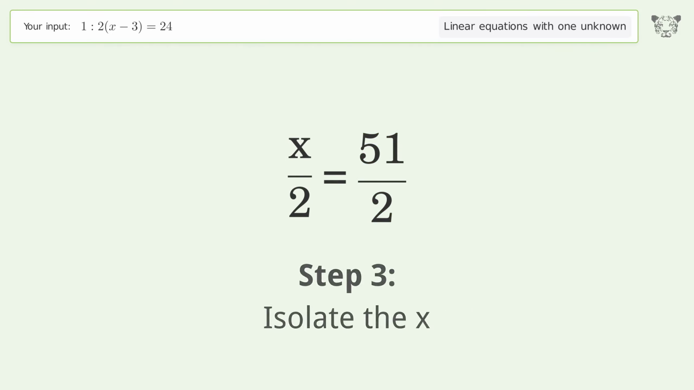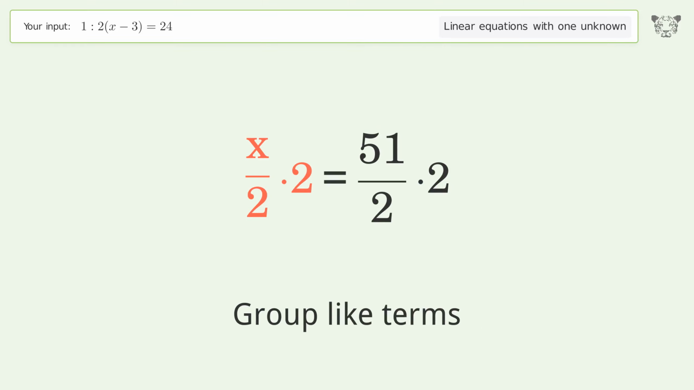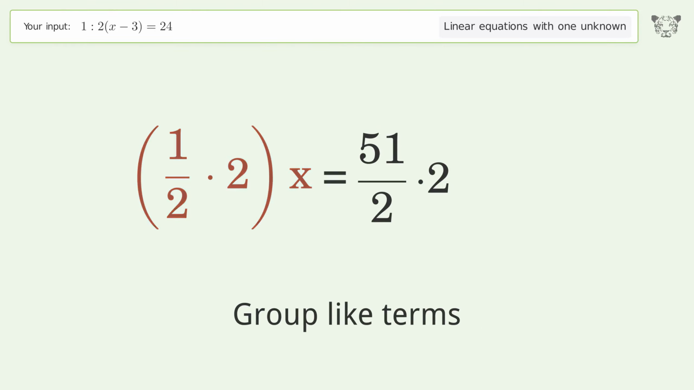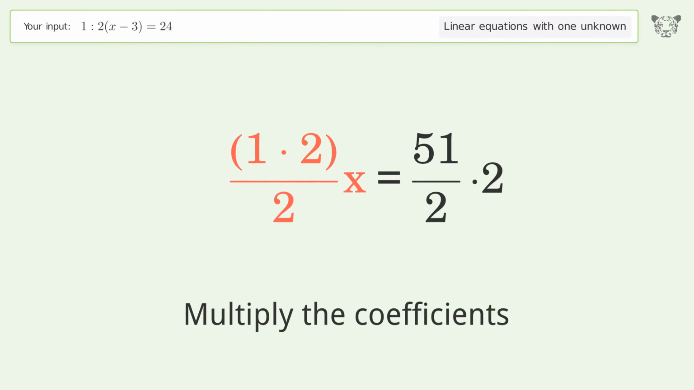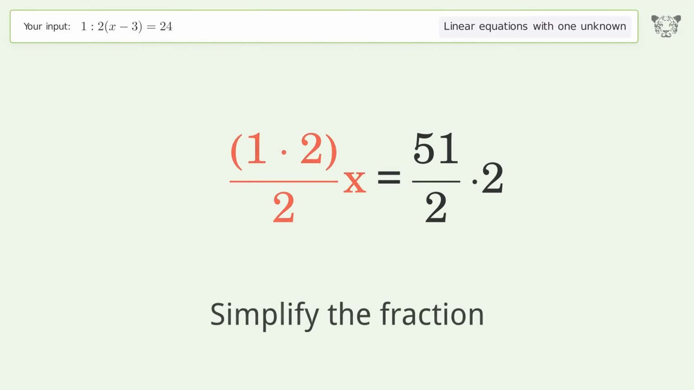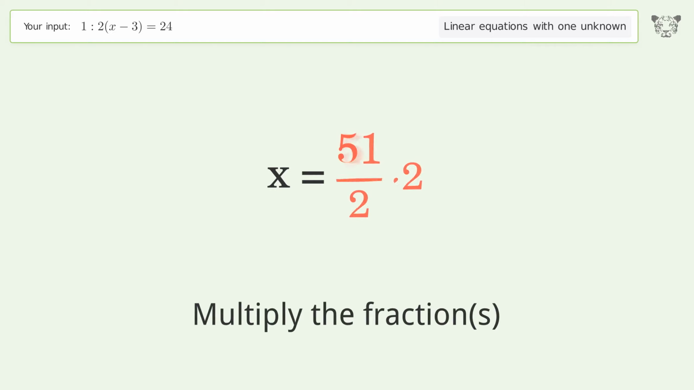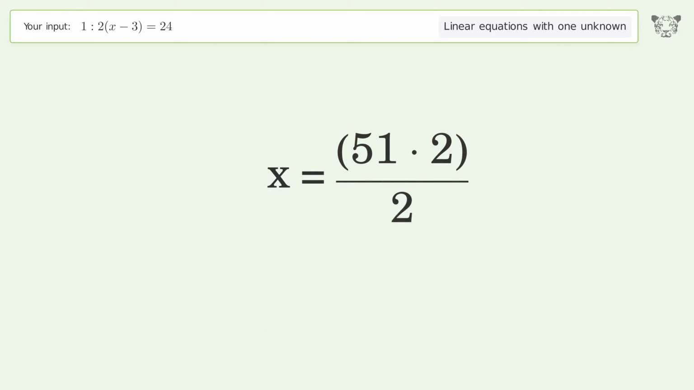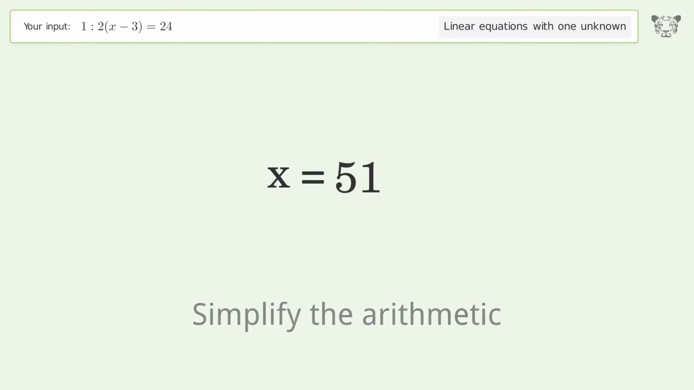Isolate the x. Multiply both sides by 2. Group like terms. Multiply the coefficients. Simplify the fraction. Multiply the fractions. Simplify the arithmetic. And so the final result is x equals 51.